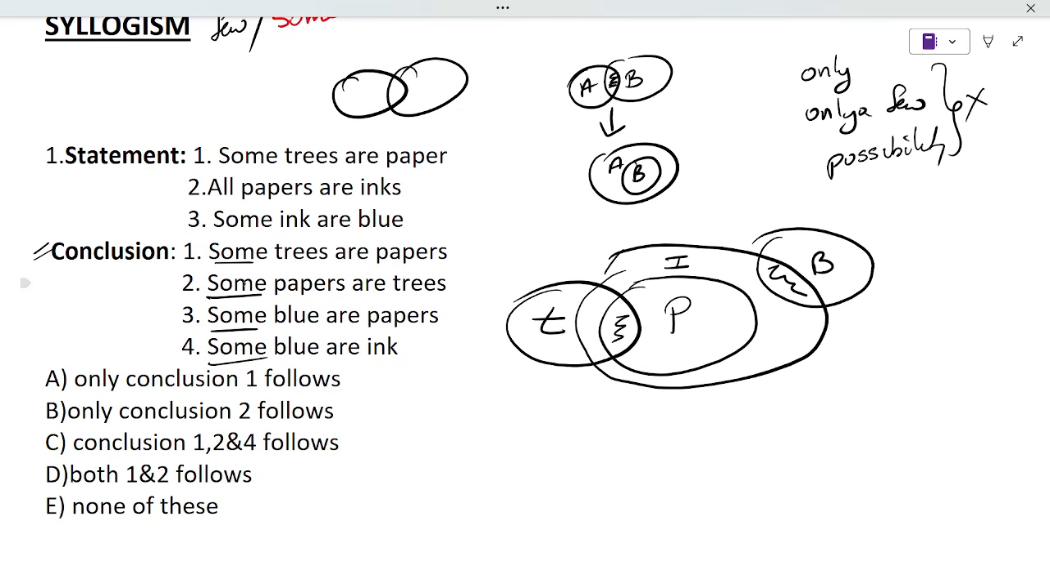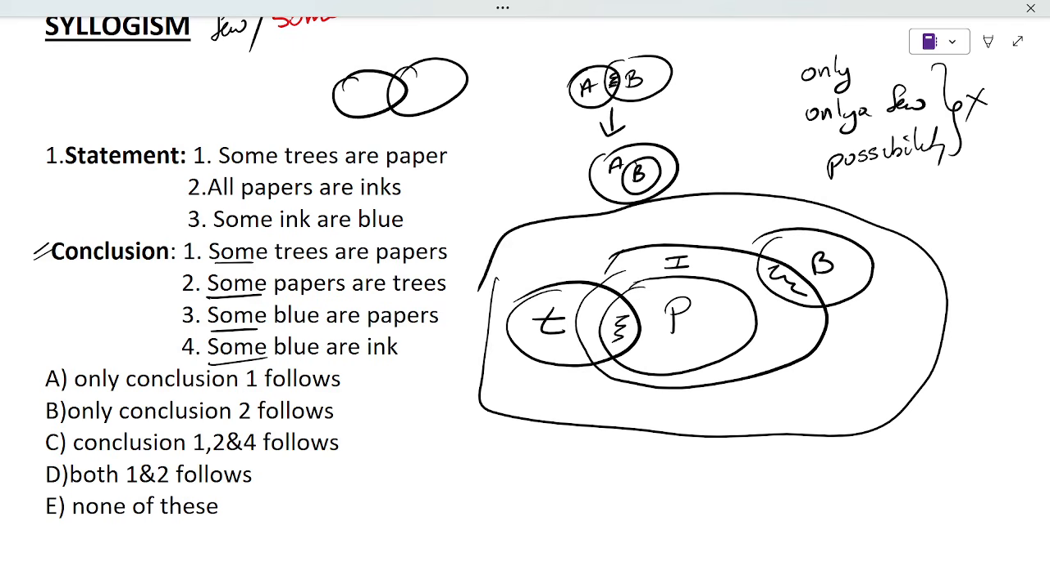So here all the conclusions are positive, right? This is the diagram. So positive, we will not rearrange it. We will judge from the diagram itself.